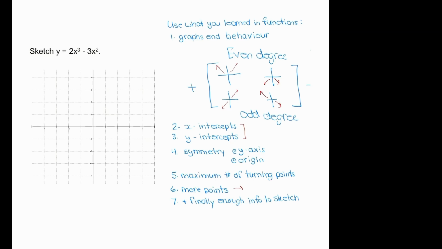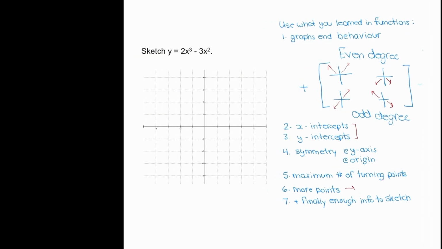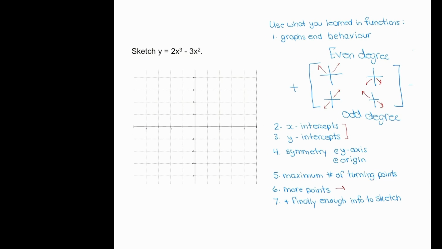So let's start off by taking a look just at the end behaviors. Our equation that we're going to look at is y equals 2x cubed minus 3x squared. The very first thing that I want to do is take a look at what's happening here. My a value is positive and my degree is odd. So that tells me right off the bat that this graph is going to rise up to the right and fall down to the left.